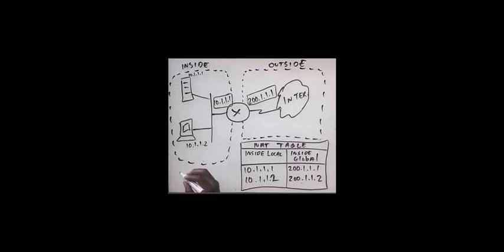Now let's take a look at the basics of network address translation, or NAT. You'll recall that there are three private address ranges: those that begin with 10, those that begin with 172, 172.16 up through 172.31 for Class B, and then of course 192.168.